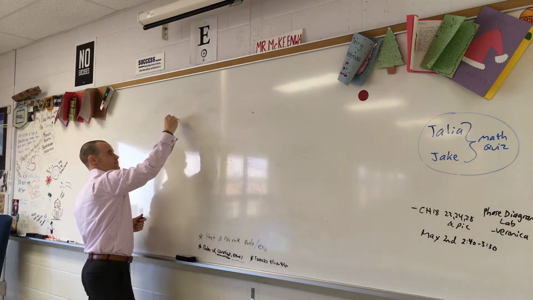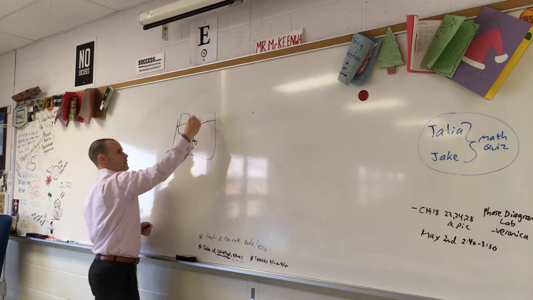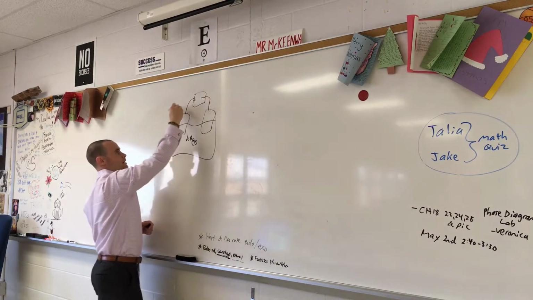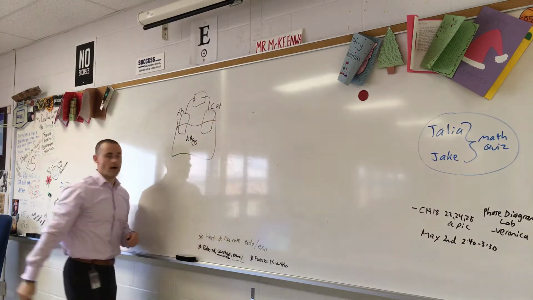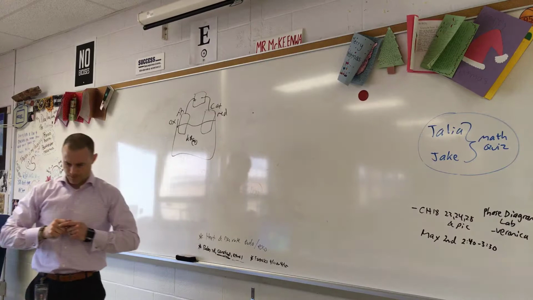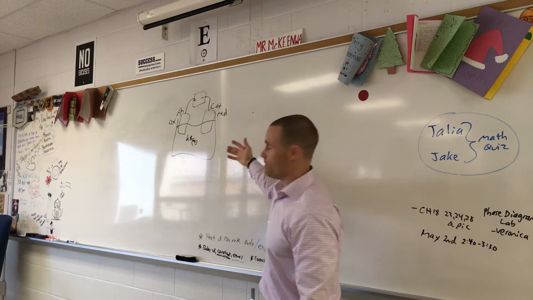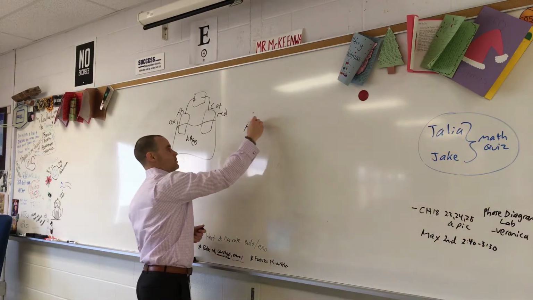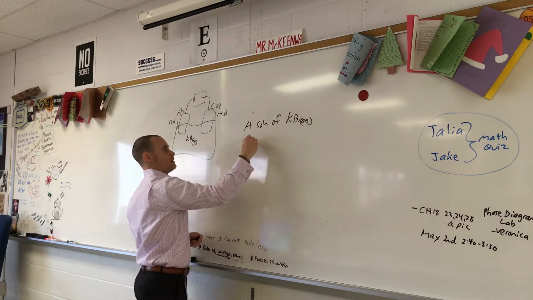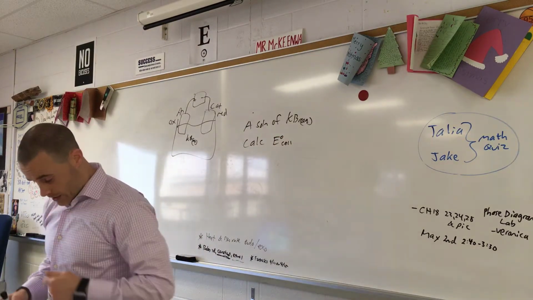All right, so draw a cell. This time we have KBr aqueous. You have a piece of metal here, a piece of metal here, and a battery here. Here's my anode, here's my cathode. This is where oxidation is occurring. This is where reduction is occurring. So the question is, if you have a solution of potassium bromide in an electrolytic cell, calculate your E cell.